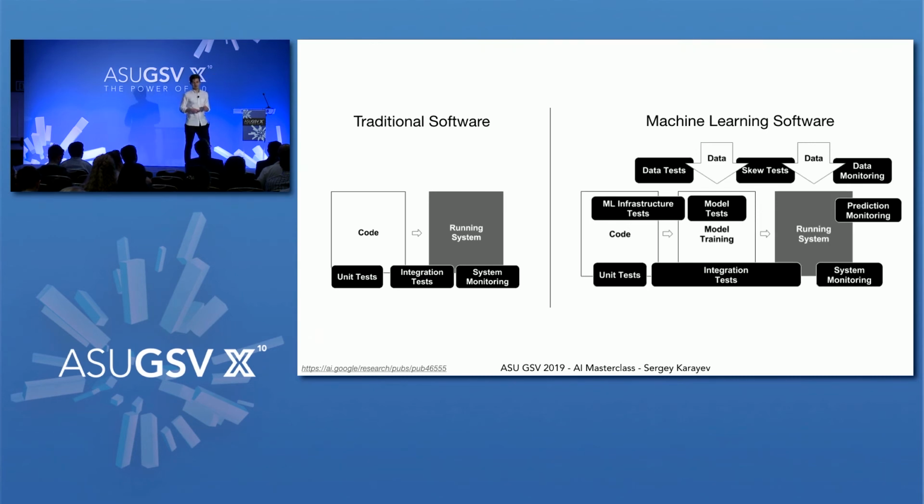In machine learning software, you write the code. The code that you write actually trains a model which also learns from the data. So you have the code and the data coming together to create the model. And then you deploy the model as a running system. And then there's a bunch more tests around it and just a lot more code around that whole scaffolding.